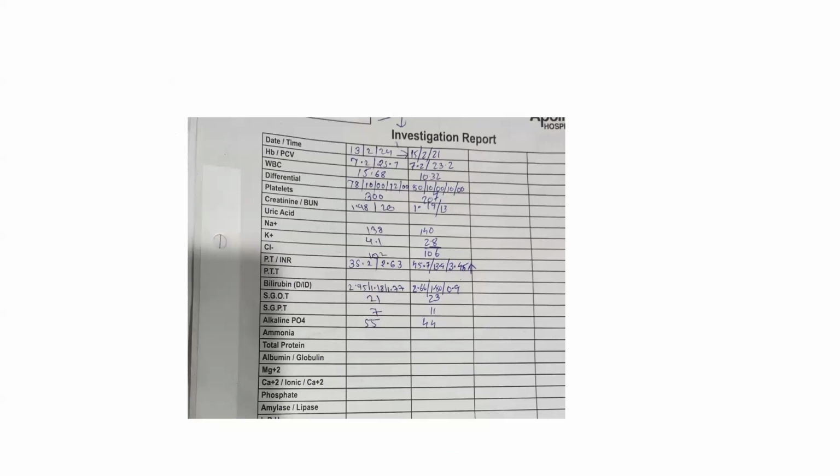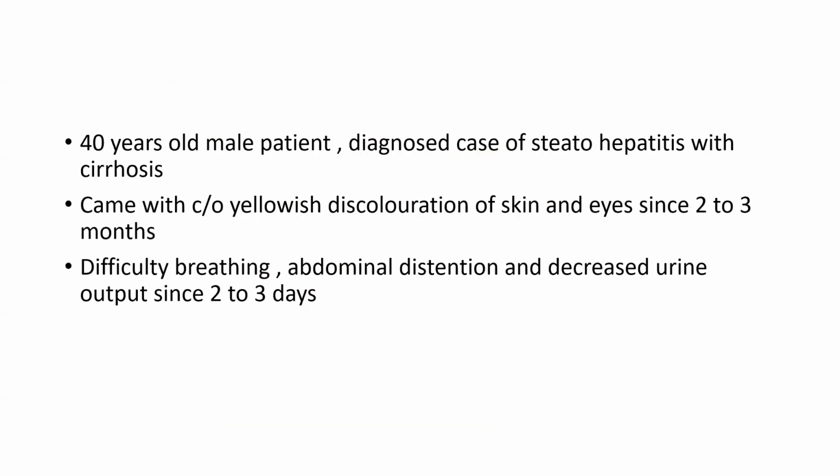And then we have another patient, a 40-year-old male, diagnosed with steatohepatitis with cirrhosis. He presented to us with the chief complaint of yellowish discoloration of the skin and eyes since 2 to 3 months, and difficulty breathing, abdominal distension, and decreased urine output since 2 to 3 days.